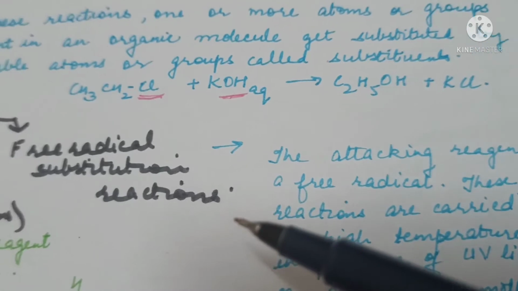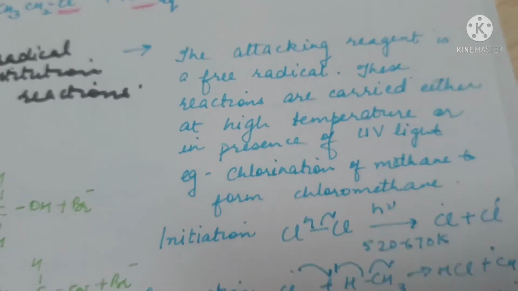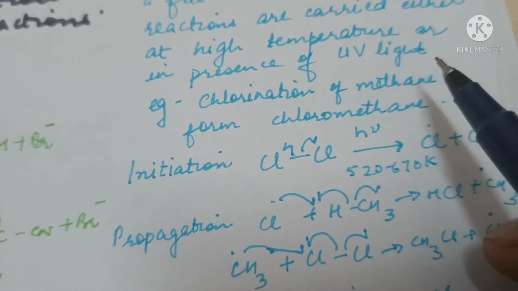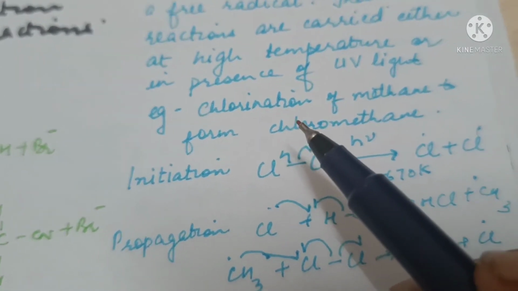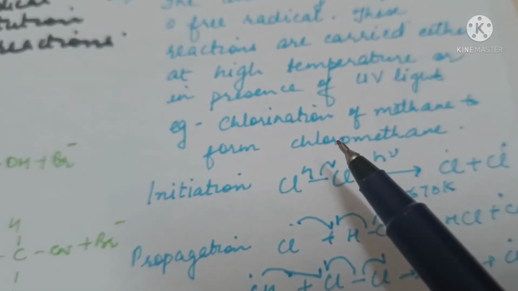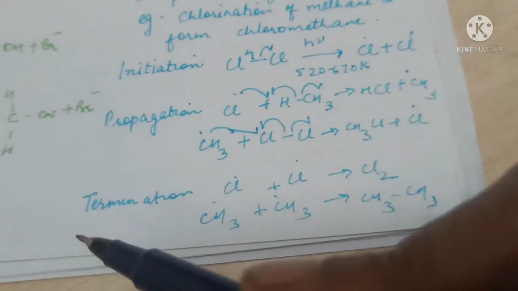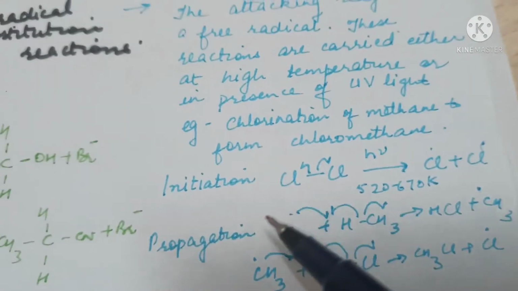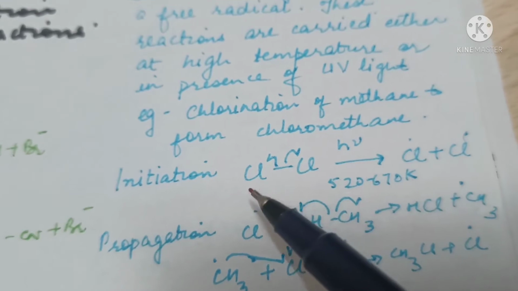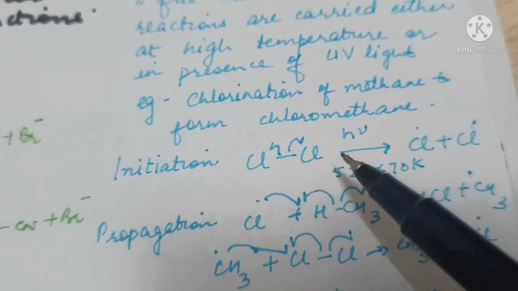Free radical substitution reaction. Here the attacking reagent is a free radical and these reactions are carried out either at high temperature or in presence of ultraviolet light. The reactions are chain reactions and they proceed very quickly. The reaction can be considered to occur in 3 steps. First step is chain initiation, then chain propagation and then chain termination. In the chain initiation step, the ultraviolet light will break the bond homolytically between chlorine and chlorine atoms to form chlorine free radicals.